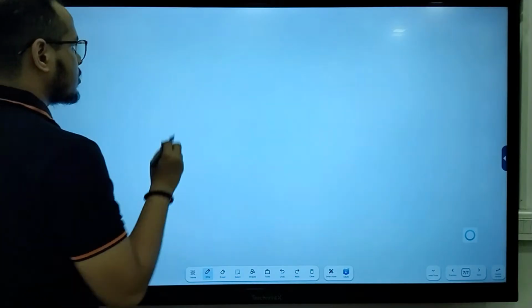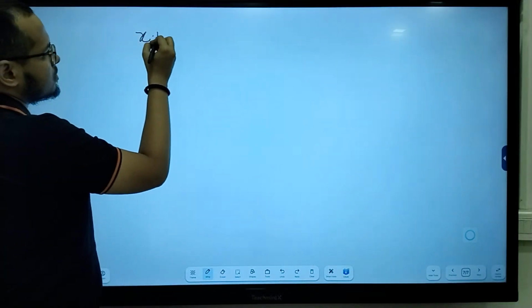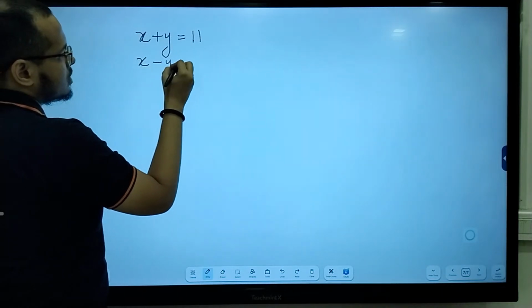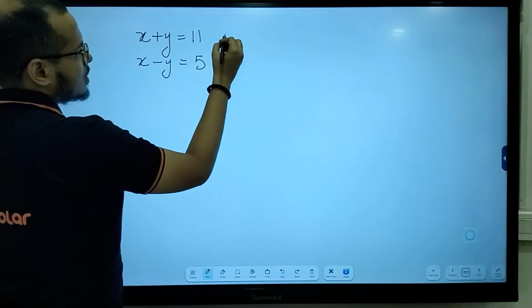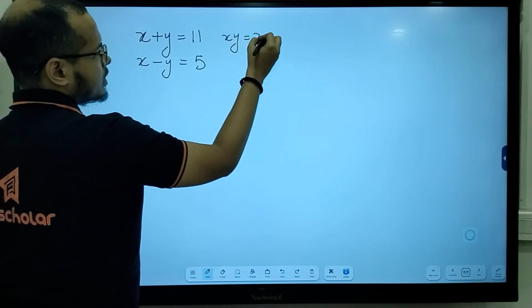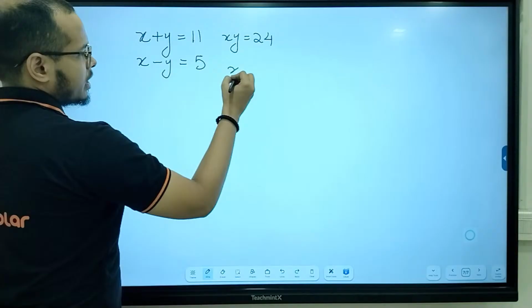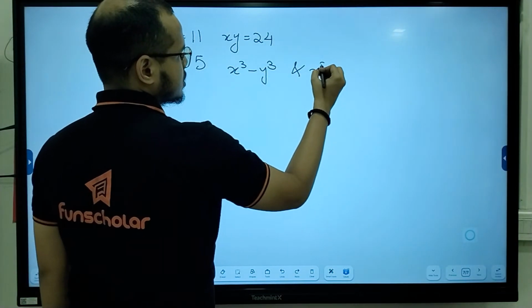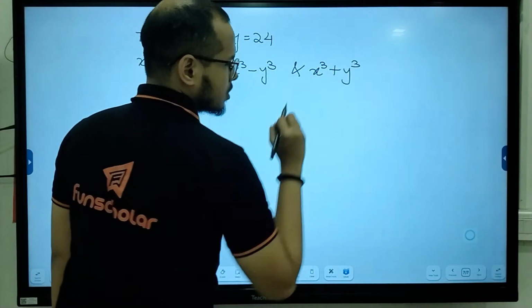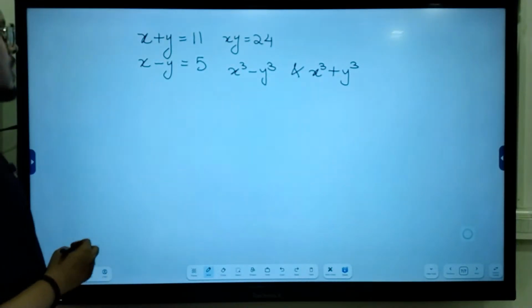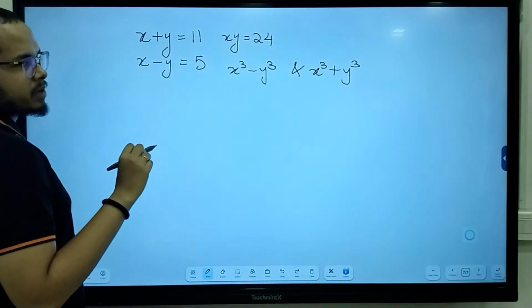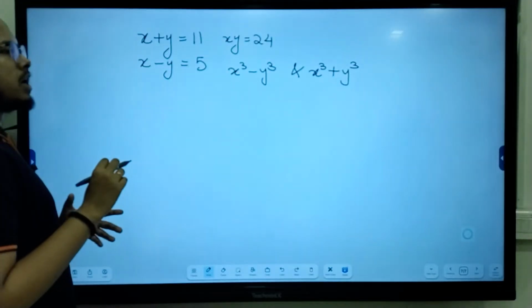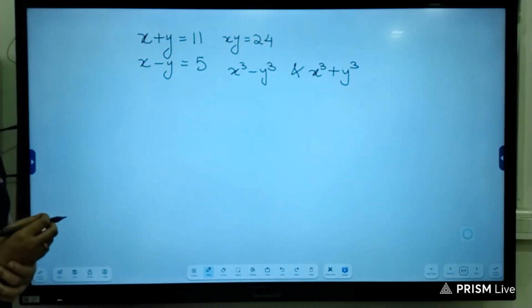Okay, so we have been given here what? We are given x plus y is equal to 11, x minus y is equal to 5 and xy is equal to 24. We have to find out x cube minus y cube and x cube plus y cube. Okay, so first thing, this sum can be done. First, I will be using all the algebraic identities that we have just learned. Second, I'll be using some amount of common sense.